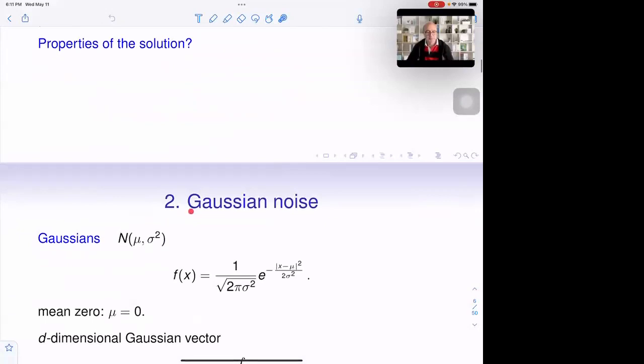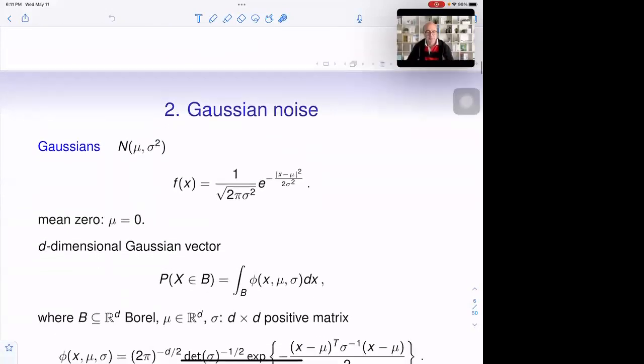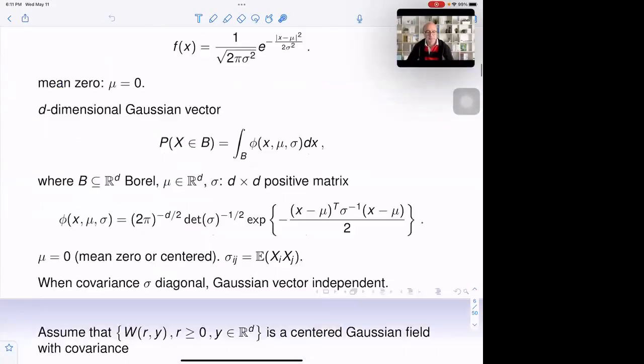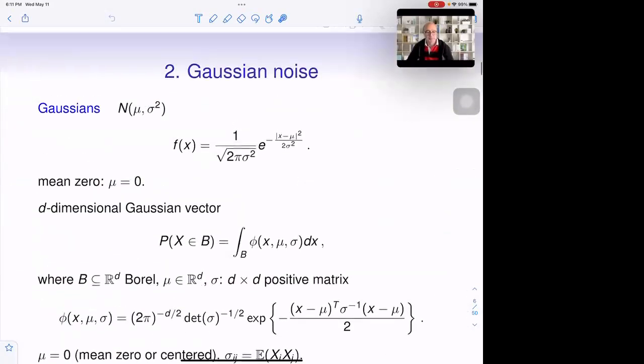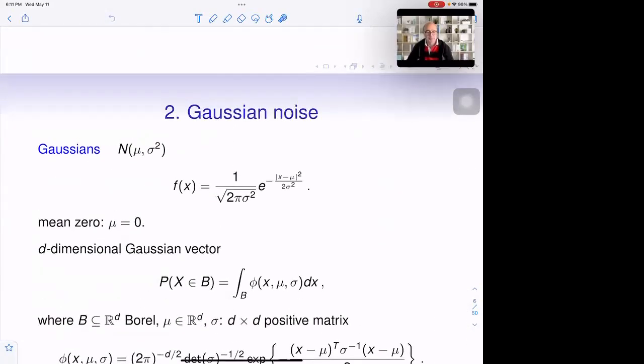So w is the Gaussian noise. Okay, so what's the Gaussian noise? Let me explain here. Here, for the noise, I would assume something more. First you have to know what a Gaussian random variable is. A Gaussian random variable is given by this.